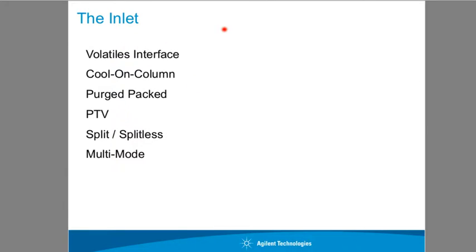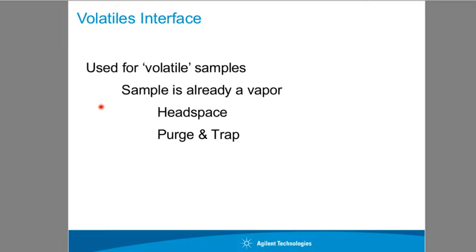Then on to the inlet, and of course we have a whole flurry of different inlets that we could use as well. You have a volatiles interface, we have cool on column, we have purge packed, PTV, which is programmable temperature vaporization inlet, splitless, which is the most common one, and then we have a multi-mode as well, which is kind of a combination of a splitless and a PTV inlet all in one, so it gives you a lot of flexibility. And as we go over these next few slides, this is where I'm going to kind of brush over things because I give a lot of information on these various different types of inlets that, again, you may want to look at in greater detail away from the talk.